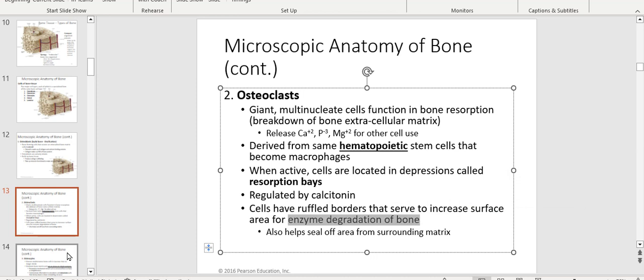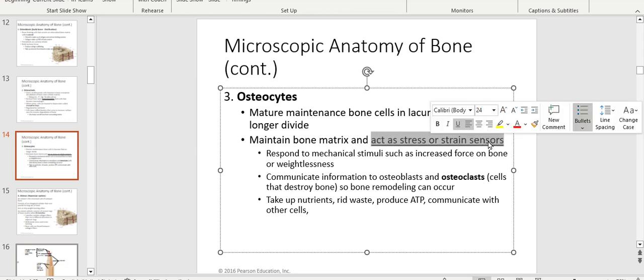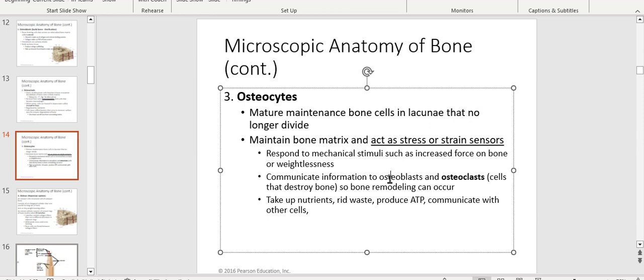Good stuff. Osteocytes are mature maintenance bone cells in the lacunae that no longer divide and maintain bone matrix. They act as stress and strain sensors. Exercise is good for another reason: when you're jumping around, doing jumping jacks, the osteocytes in your bones sense that you're putting stress on the bone, so they send the signal: keep these bones dense. We need good bone matrix here because this person is exercising all the time.